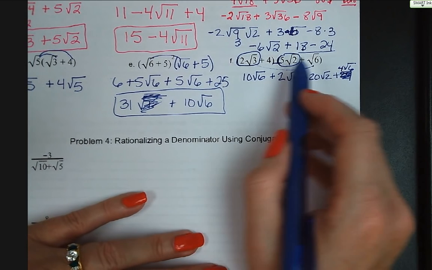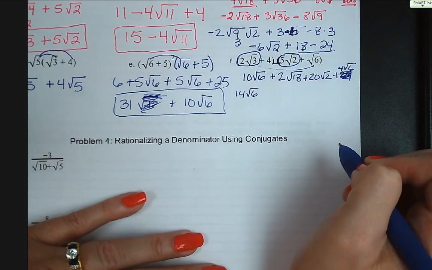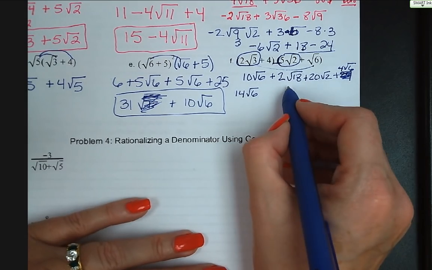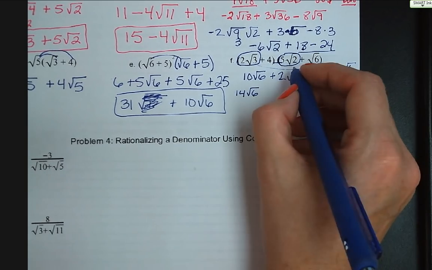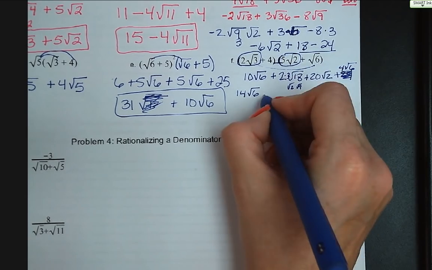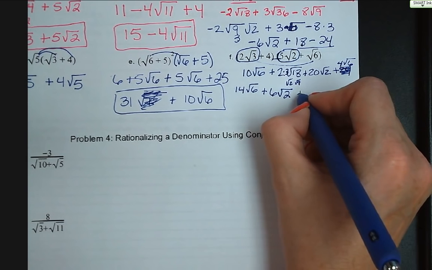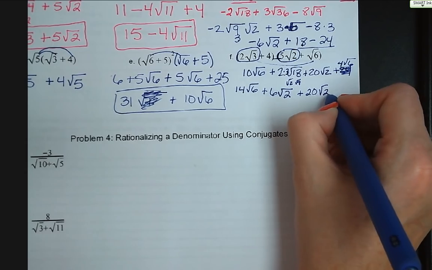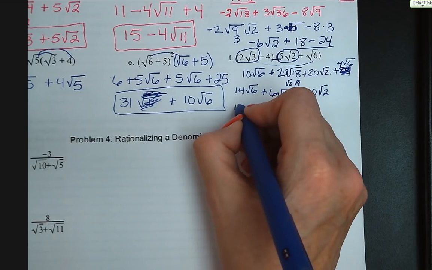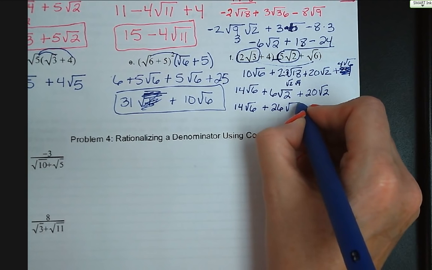Now, I see that I can combine some like terms. So 10 root 6 plus 4 root 6 is 14 root 6. Plus 2 times the square root of 18. We can break 18 up into the square root of 2 and square root of 9. So it will be 2 times 3, which is 6, square root of 2, plus 20 square root 2. And now we can combine like terms there with the 2 square roots of 2. And we get 14 square root of 6 plus 26 square root of 2.